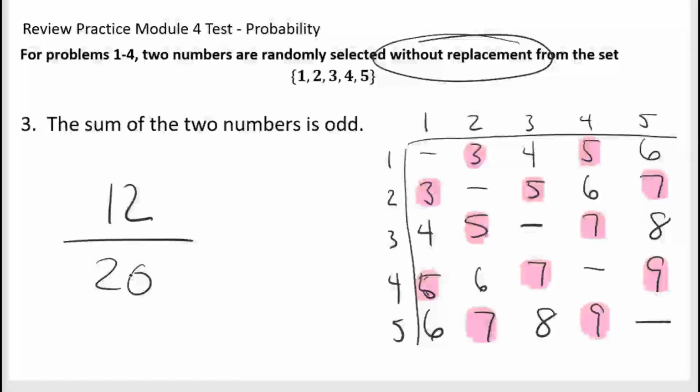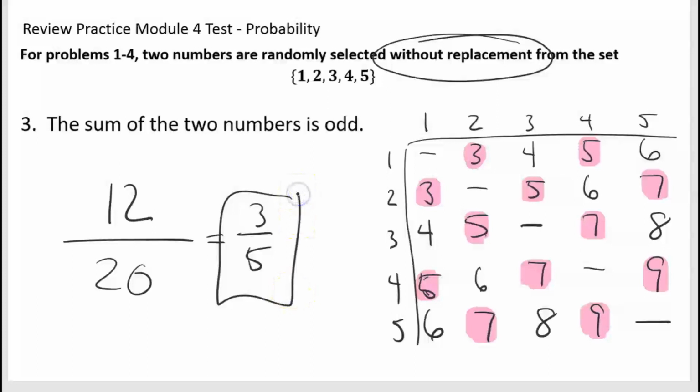Now, we simplify that. 12 out of 20 reduces to, well, 2 divides into both of them, 4 divides into both of them. 4 into 12 goes 3 times, 4 into 20 goes 5 times. So 3 out of 5 should be our answer there.